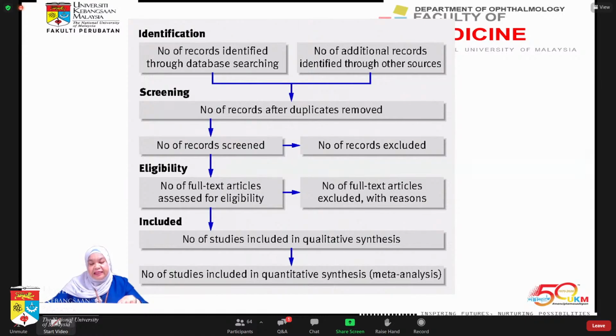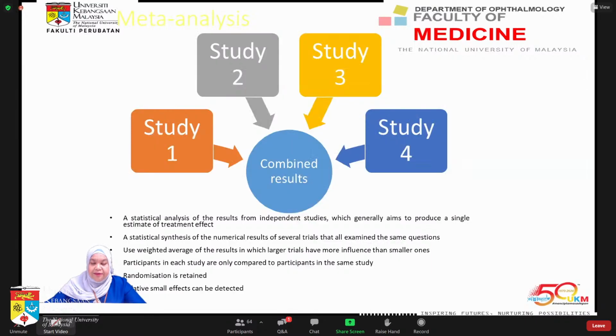But even if it is heterogeneous, you can actually do some statistical analysis, a statistical method, to actually do your systematic review. Okay. So again, to reiterate, the systematic review combines several studies, and you have a statistical synthesis that results. The beauty is if it's a larger trial, it is weighted more compared to the smaller one.